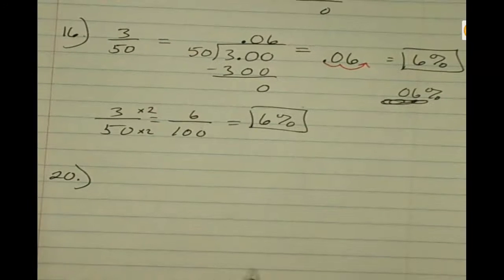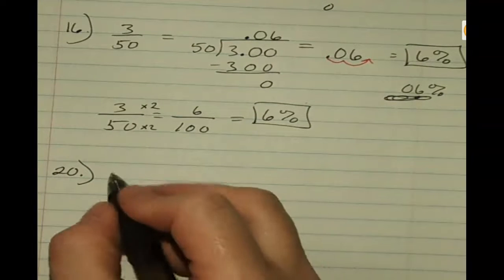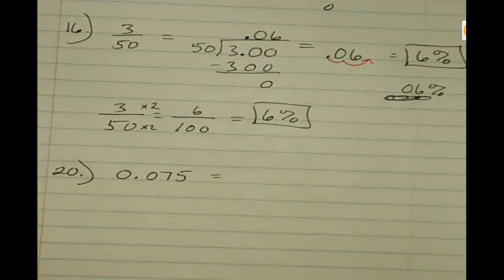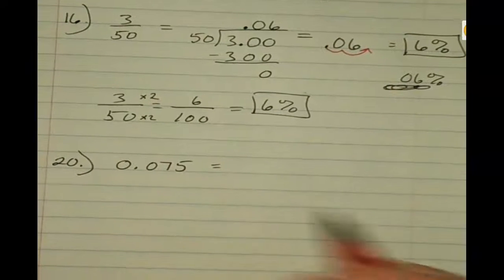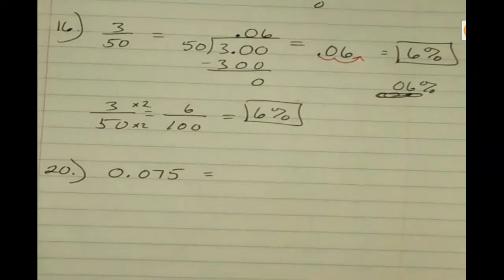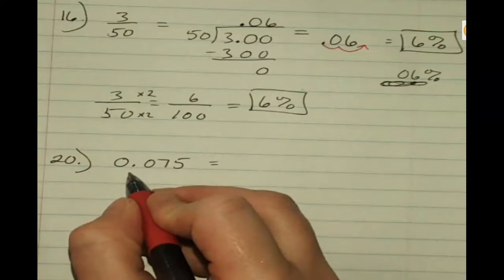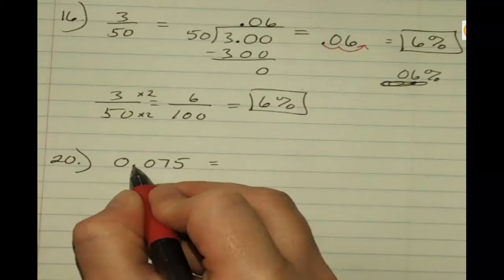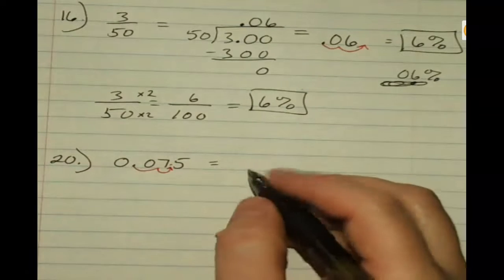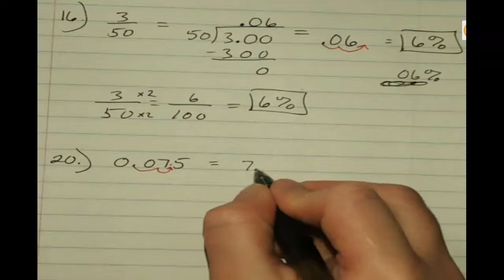Write a decimal as a percent. So I have 0.075. Tanner, this is a decimal. We want to do it as a percent. It's similar to what we did up here. So how do I turn this into a percent? Move it over 2 spaces to the right. 1, 2. So what's my answer? 7.5%. Perfect.